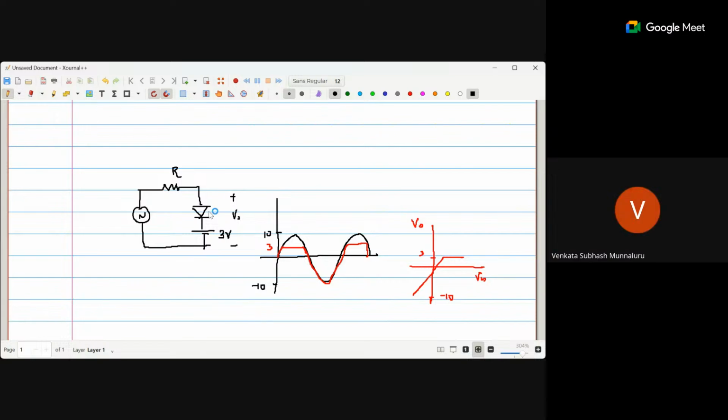In case we reverse the polarity of the 3 volt voltage source, what will be the level at which the clipping will happen? If we reverse the polarity of the 3 volt voltage source, you mean to say like this?